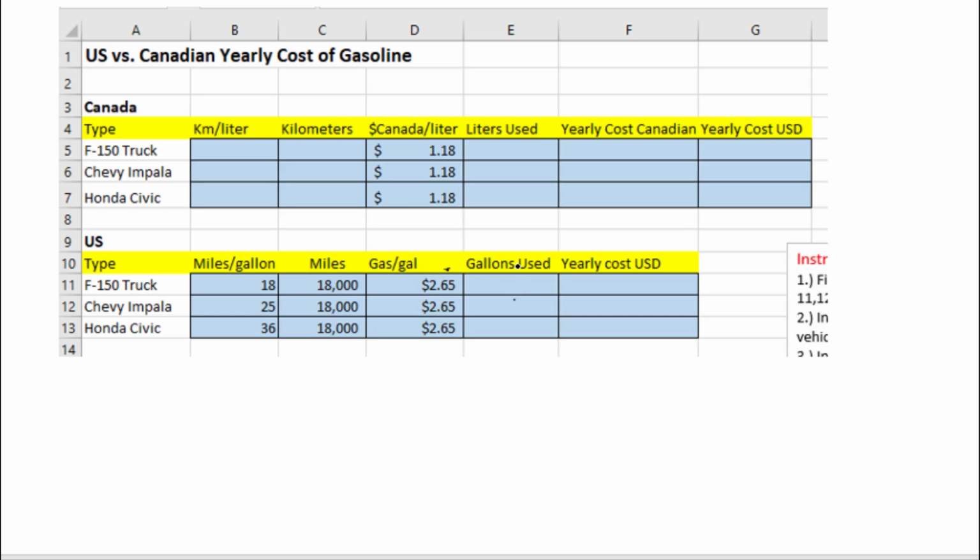So we're going to fill this in here and this in here. And I'm going to do it off paper because it gets confusing, right? It's actually easier just doing it on paper. So for the gallons used, I have dollars per gallon. That's not going to help here because I want gallons used. So I got 18,000 miles.